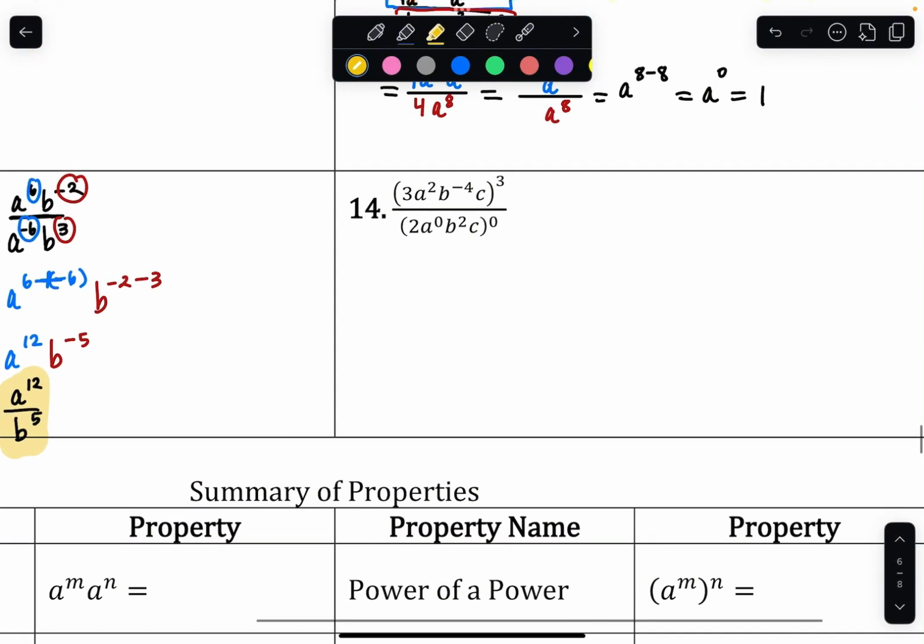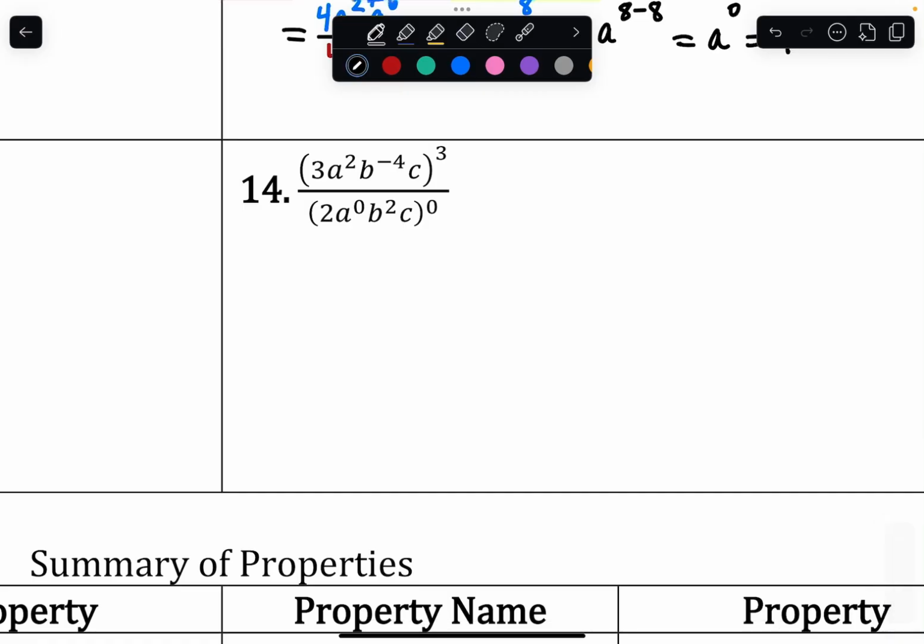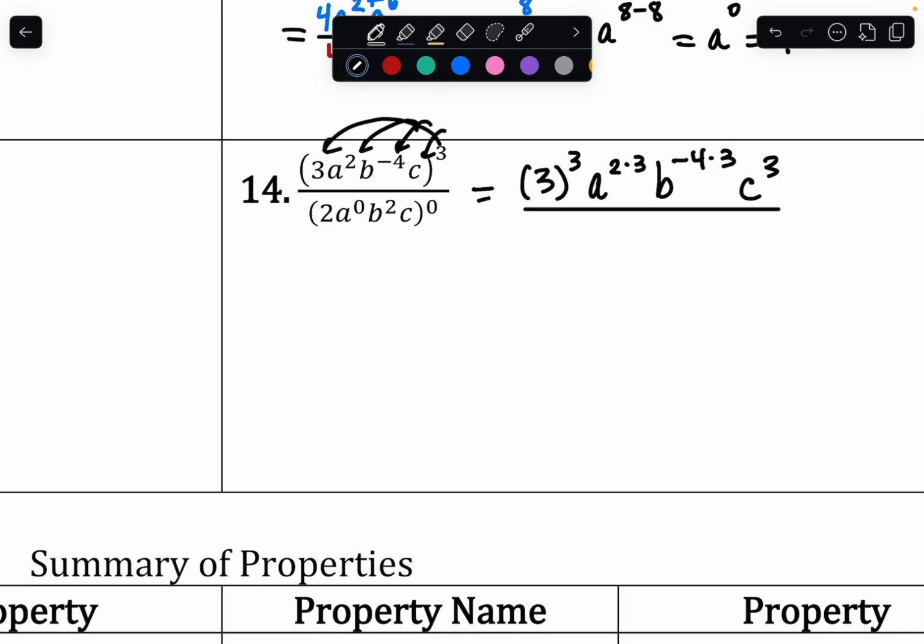All right, last one here. For the top, every term gets the exponent of 3, okay? And so the 3 gets the 3. A already had an exponent, now he's got 2, so multiply. B already had an exponent, now he's got 2, so multiply. C gets the exponent. And then on bottom, this whole thing is being raised to a 0 power, which means that whole thing is 1.